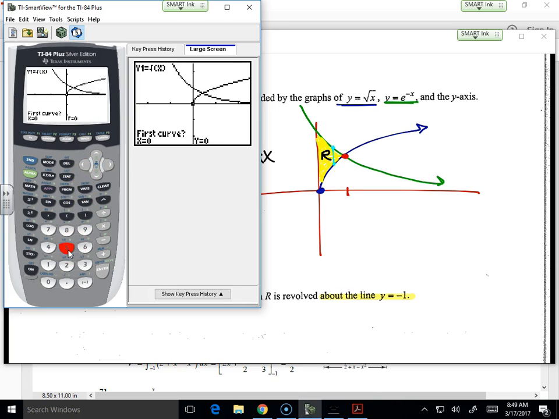Intersect. Enter. Why? Because we only have 2 curves anyway. Okay. Now, tell me exactly what to do. If we do it in the wrong order, we're going to get messed up.